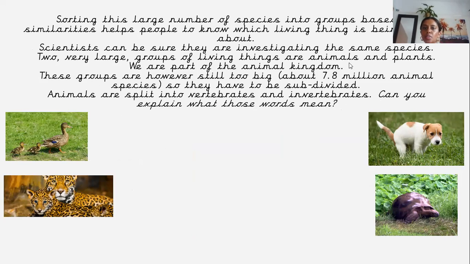Two very large groups of living things are animals and plants. We are part of the animal kingdom. These groups are, however, still too big, about 7.8 million animal species, so they have to be subdivided. Animals are split into vertebrates and invertebrates.